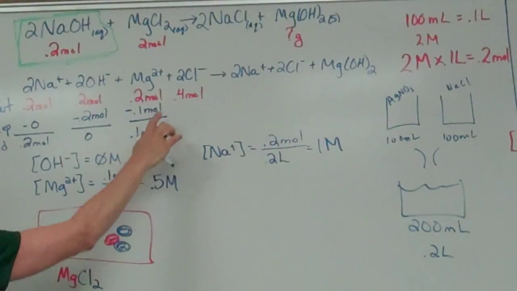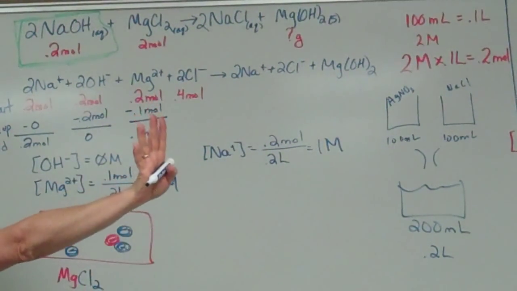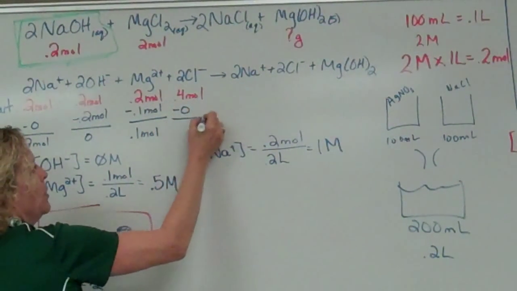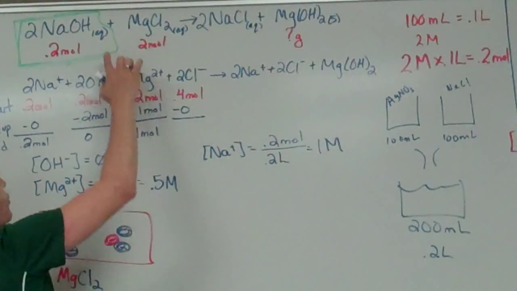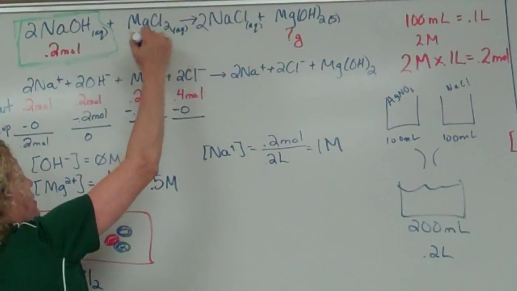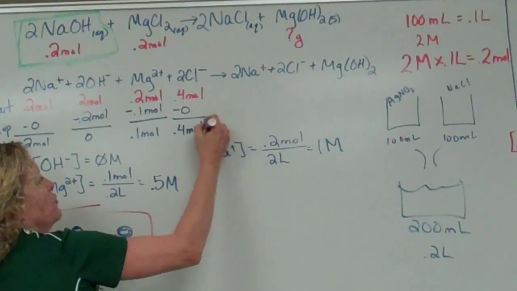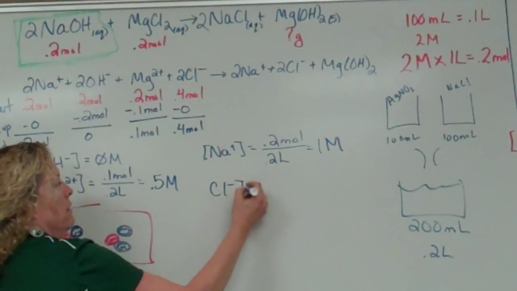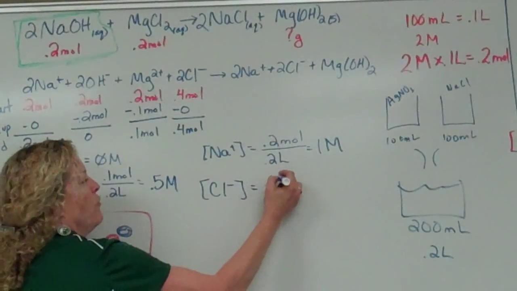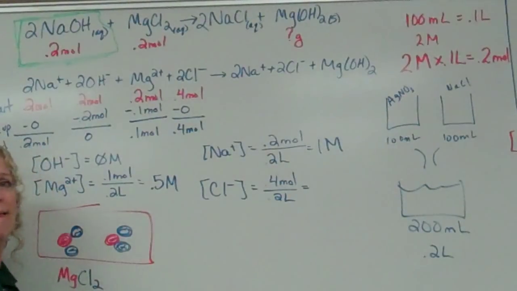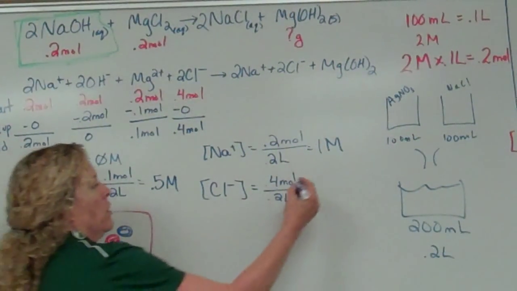And then the same thing is going to happen with the chloride. It wasn't involved in any reaction, so nothing gets used up. But look, guys, remember, the chloride, because of this 2, it was double this, so we have 0.4 moles left over of the chloride. And so 0.4 moles over 0.2 liters is what? 2 molar.